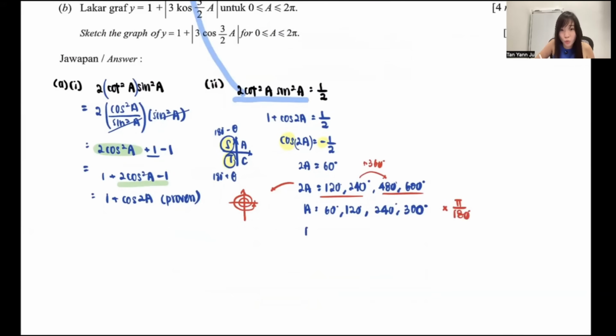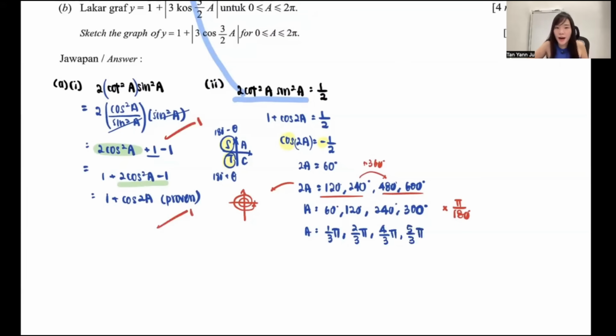So actually you want it in terms of pi, right? So the pi you don't press. That means you just times 1 over 180. So 60 times 1 over 180, I get 1 over 3 pi. 120 times 1 over 180, I get 2 over 3 pi. 240 times 1 over 180, I get 4 over 3 pi. 300 divided by 180, I get 5 over 3 pi. And ta-da! That is my answer. 5 marks all. When I get this, I get 1 mark. When I change it, I get 1 mark. Okay, that is 2 marks.